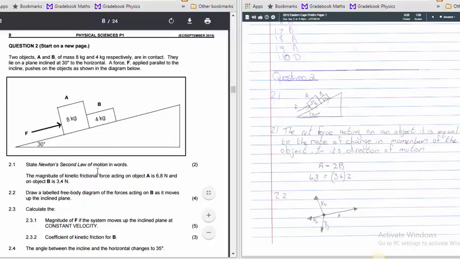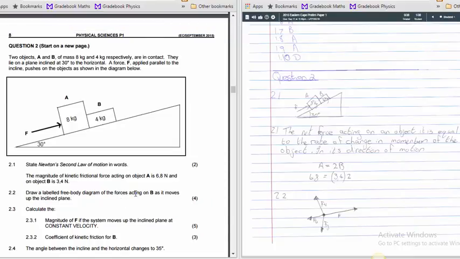State Newton's second law of motion in words. Okay, Newton's first law is when an object is in motion, or if it is stationary, it will stay in motion, or it will stay stationary unless a net force is acting on it. And so the point is that if there's no net force, there will be no acceleration. That's basically Newton's first law.